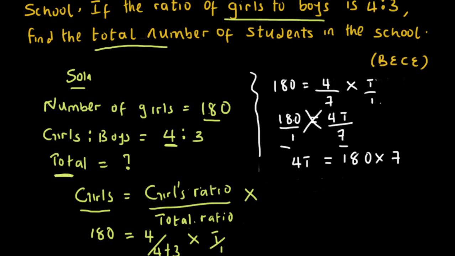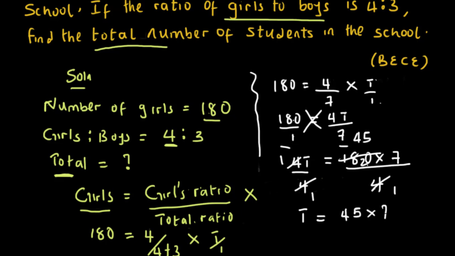So to find T, I have to divide both sides by 4. So we have 4 here 1, 4 here 1, I'm left with T equals, 4 in 18 will give me 4 remainder 2, 4 in 20 is 5, so I'm left with 45 times 7. So T equals 45 times 7, 7 times 5 is 35, 5 carry 3, 4 times 7 is 28, 28 plus 3 will give us 31. So we have the total number of students is 315. And here's our answer. Do you understand?